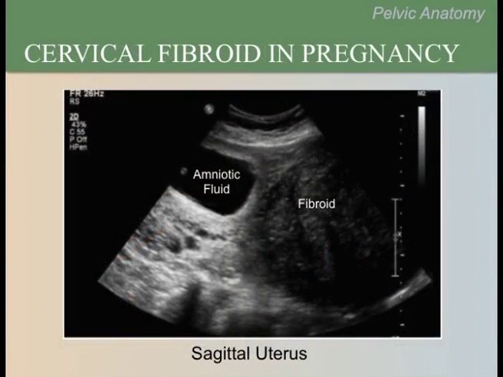We cannot see the fetus in this image, but we can see amniotic fluid to the left. To the right, a large fibroid blocks the birth canal. This cervical fibroid will likely interfere with a vaginal delivery, so this patient needs a C-section for delivery.